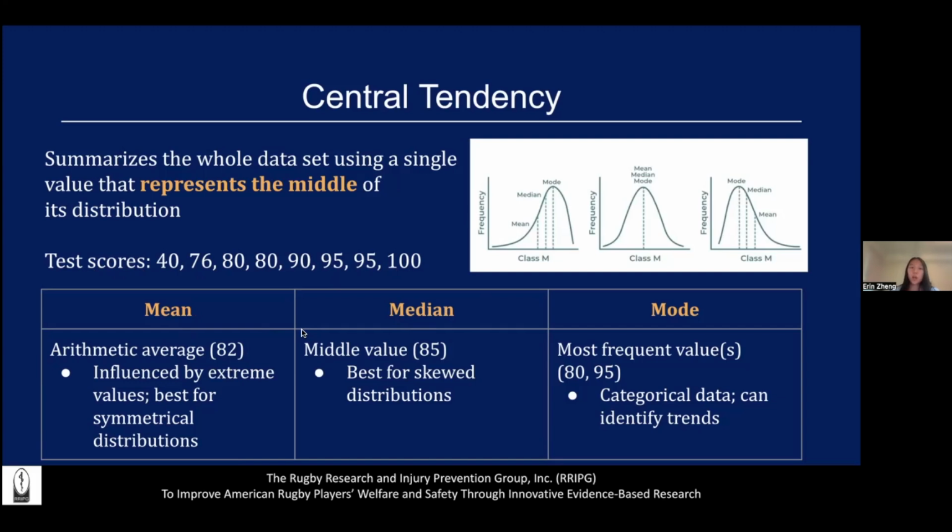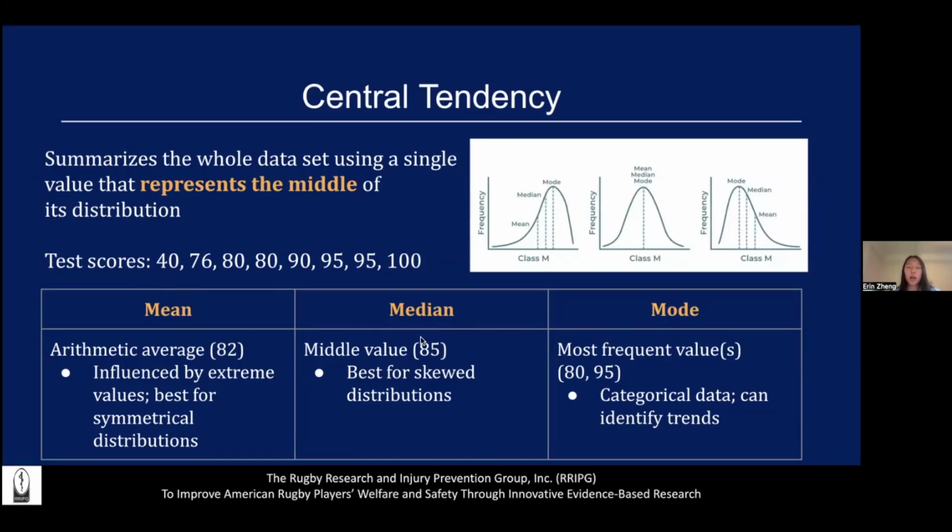There's usually only one mean of the data, and the mean is very influenced by extreme values. If you can see in this data set, we have an outlier of 40. Because of that, it makes the average much lower than, for example, the median. So it's not very resistant to outliers. Because of that, the mean is generally the best measurement of central tendency for symmetric distributions, like in this case right here.